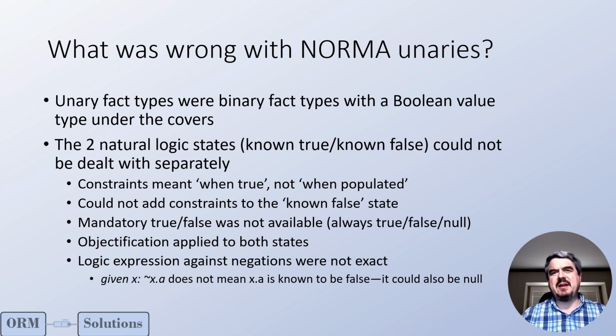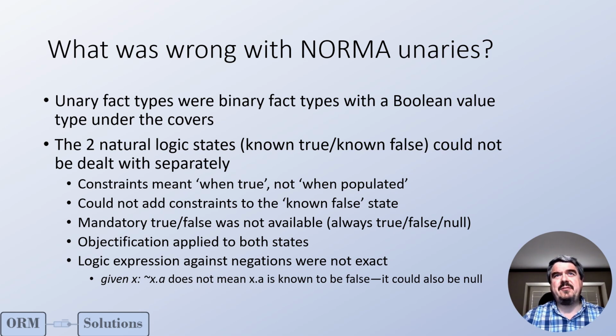So the old mechanism for storing unary fact types was actually a binary fact type under the covers. There was a Boolean true-false value. We automatically created a value type for it. And that is what controlled your true or false state on the Boolean. This mapped great to relational models. It didn't, unfortunately, map well to logic.